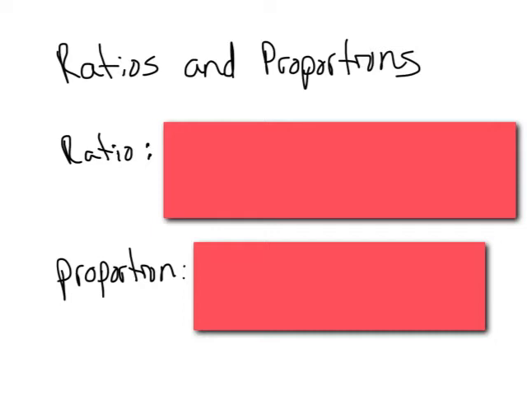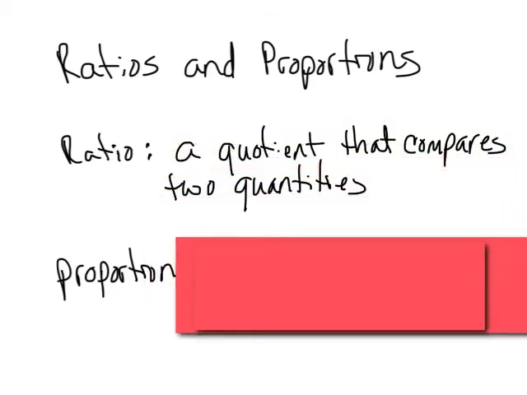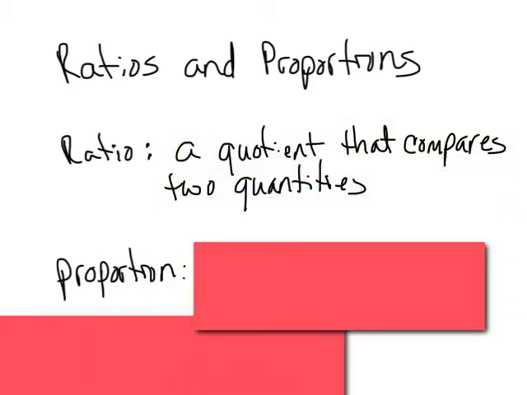Now we're going to talk about ratios and proportions. We want to define what a ratio is and what a proportion is, and we don't want to get them mixed up. A ratio is a quotient that compares two quantities. Usually it can be represented by a colon, so 3 to 2, or 3 over 2. Those all represent the same ratio.